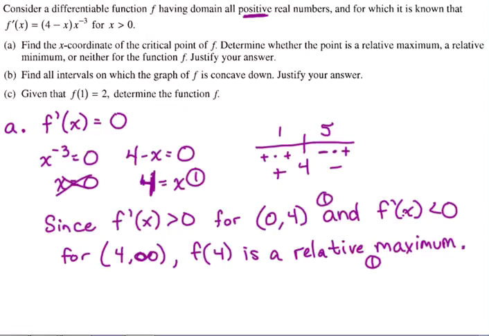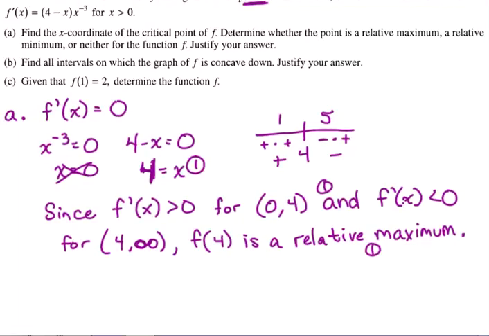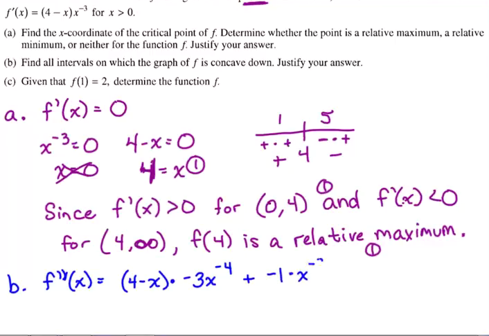Part B. Find all intervals on which the graph of f is concave down. Concavity leads us to the second derivative, so let's start by finding the second derivative. Product rule: first times the derivative of the second, plus derivative of the first times the second.